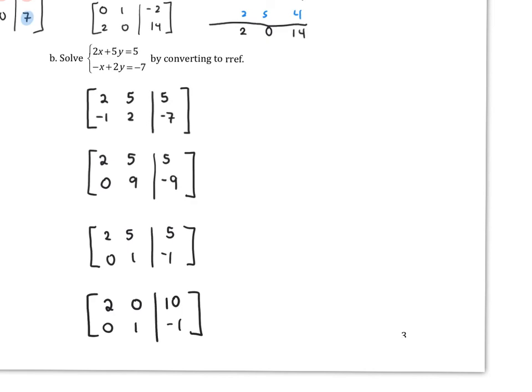Now what? Well, if I take this guy right here and cut everything in half, I get 1, 0, 5, 0, 1, negative 1. And there are my answers. X is 5, and Y is negative 1. Now this is a funny method because it feels like it takes so long, and there's a lot that's going on in our heads that we're not necessarily showing, although you're welcome to show that over there. Okay.